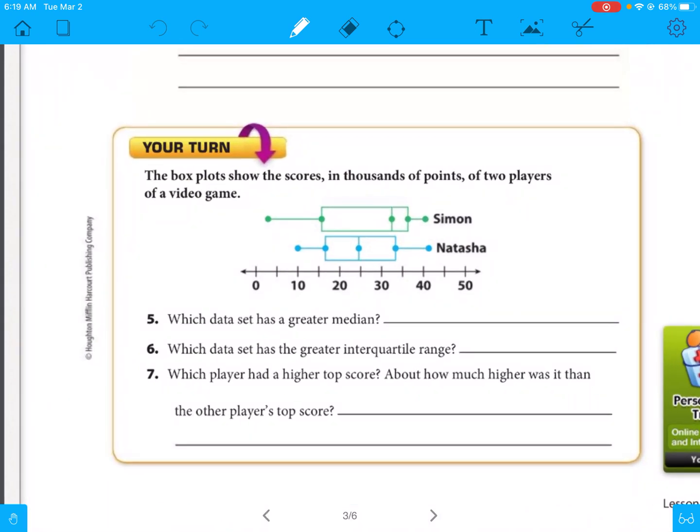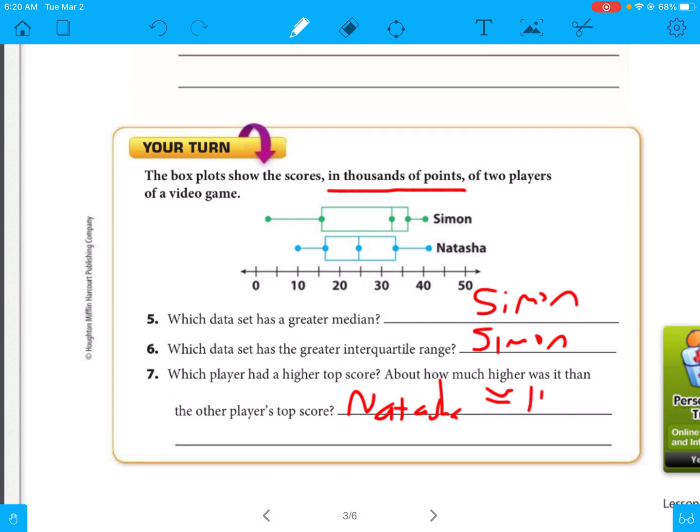For example, number 5, which set has a greater median? It's going to be either Simon or Natasha. I'm going to say that is Simon, because that's the line in the middle of the box. Which set has a greater interquartile range? That's also going to be Simon, because you can see how wide the box is. Which player had a higher top score? I would say that would be Natasha, and very close. Since this is in thousands of points, I would say about 1,000 points.